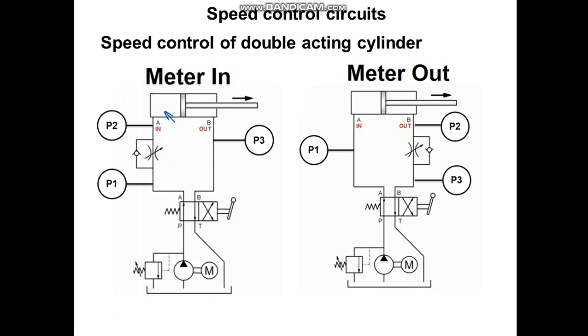Now for retraction, when we press this hand lever, this second position or second envelope will come into picture, or it will come into operating condition. So liquid which is delivered by pump will come to P, from P to B, and it will start entering from this rod end area. When liquid starts entering from rod end area, liquid which is available at blank end we have to take out. But now here we don't have to achieve the speed control for retraction stroke. So we don't have to monitor liquid which is coming out.